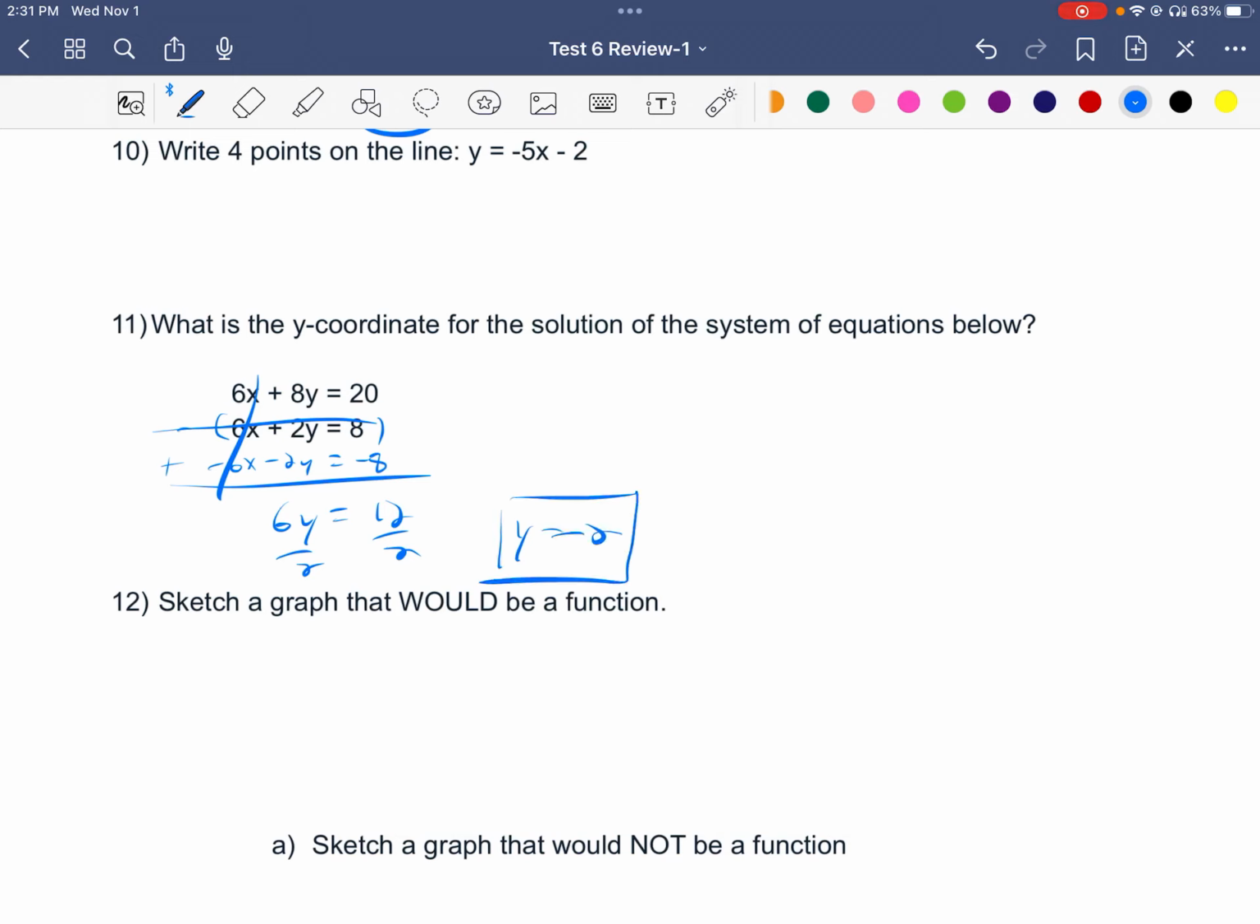Again, if you didn't feel confident or you wanted to, you could type it in Desmos and just make sure you're understanding it's the y coordinate. But that one was pretty easy to do without Desmos.